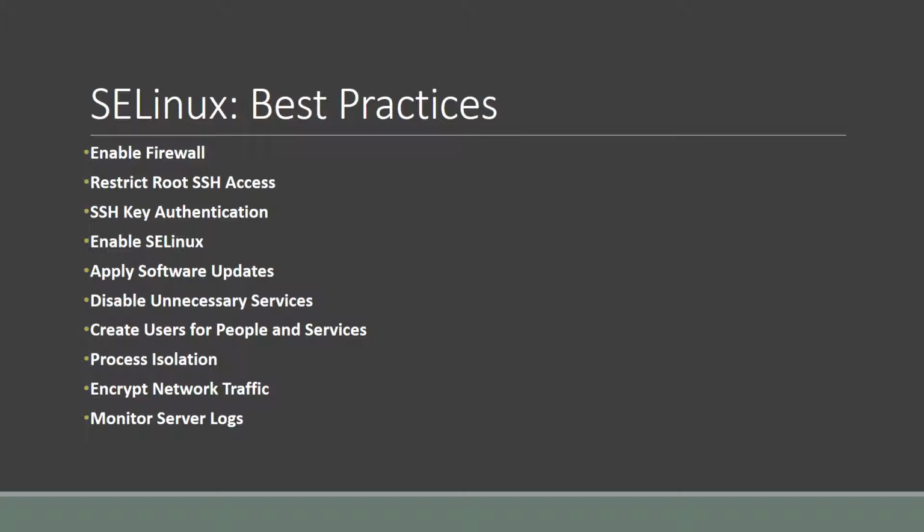Encrypt network traffic. Any sensitive data sent over the public internet should be encrypted. SSH is the most common method of remotely managing a Linux server, but a VPN can be used to further secure an environment. Finally, monitor server logs. Log files are crucial when it comes to security. Not only are they useful when troubleshooting service issues, they are also necessary to identify if a system is being attacked or when and how a system had been compromised.